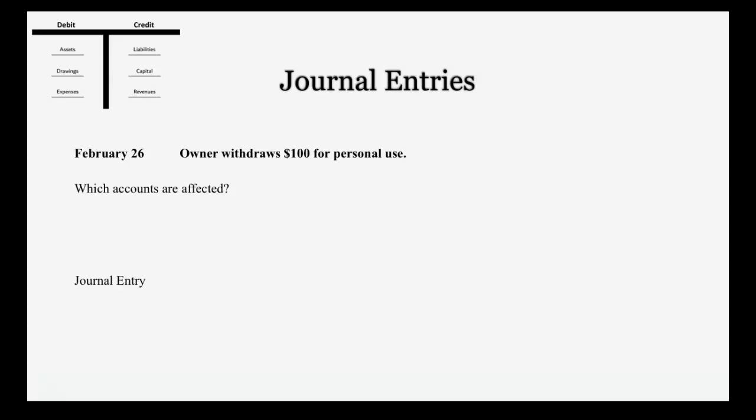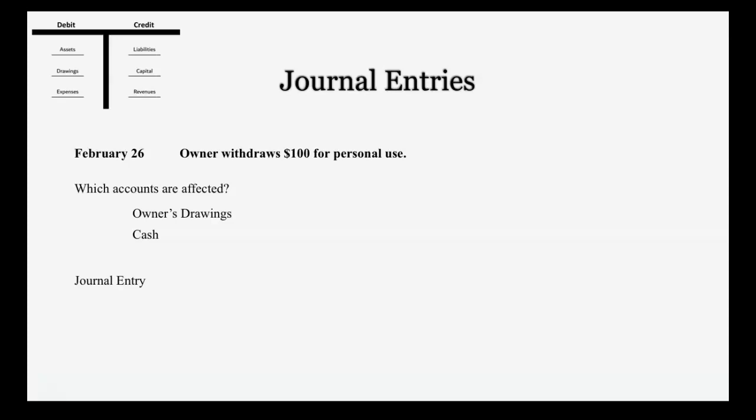Couple more here. So on February 26th, the owner withdraws $100 for personal use. So which accounts are being affected? The first one, owner's drawings. Whenever we see that an owner is taking money out of the business for personal use, vacation, just to pay themselves, that's going to be called owner's drawings. Now, what is the owner taking out of the business? Cash, right? So the company's cash is being affected in this transaction.